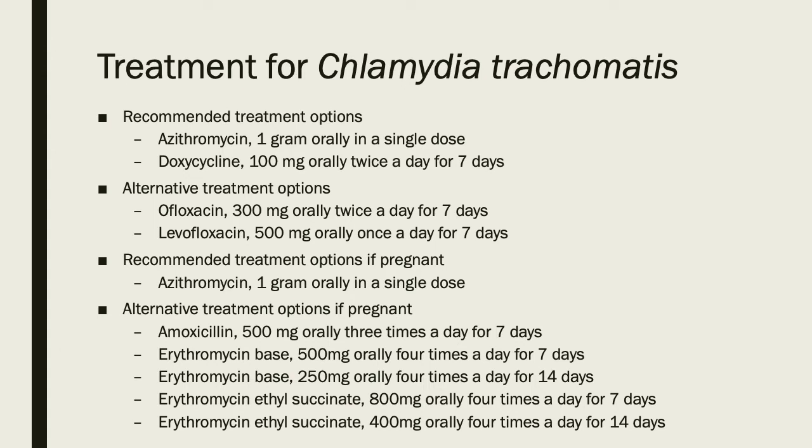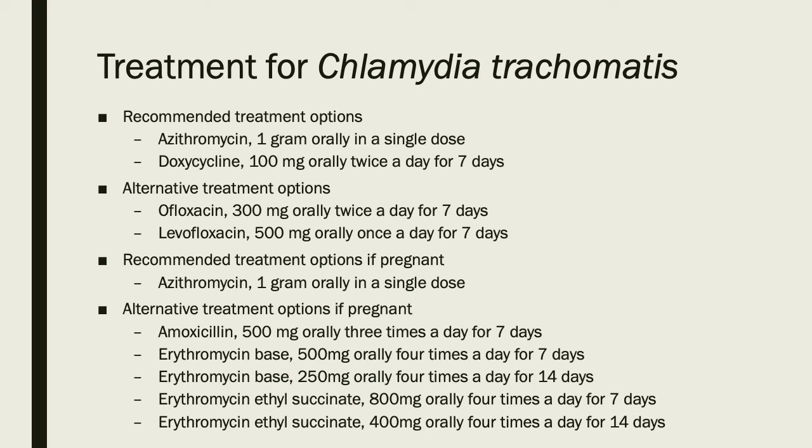Because Chlamydia trachomatis lacks a peptidoglycan cell wall, beta-lactam antimicrobials such as penicillins and cephalosporins will be ineffective. Therefore, the treatment of choice for Chlamydia trachomatis genital tract biovar is either 1 gram of azithromycin taken orally in a single dose or 100 milligrams of doxycycline taken orally twice a day for 7 days. Alternative treatment options are 300 milligrams of ofloxacin orally twice a day for 7 days or 500 milligrams of levofloxacin orally once a day for 7 days.